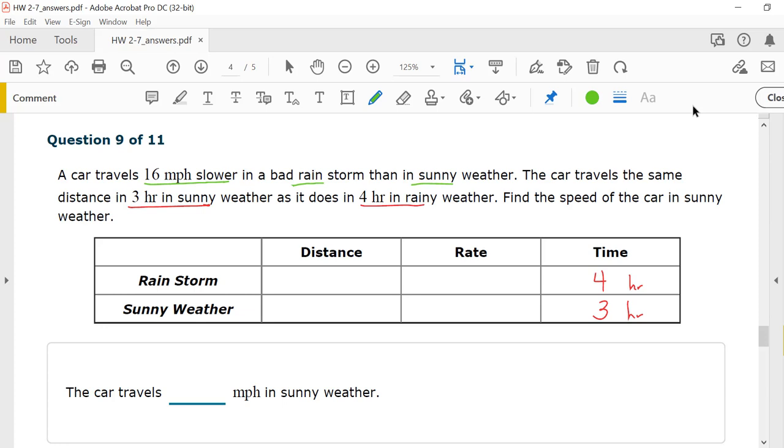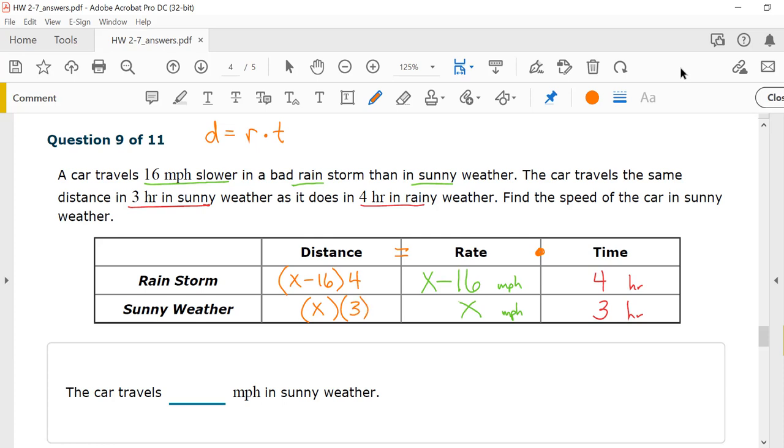So in sunny weather, if the rate is, say, X miles per hour, in the rain, 16 miles per hour slower is going to be X minus 16 miles per hour. Remember that distance equals what? Rate times time. So how far did we go in the rainstorm? Rate X minus 16, for 4 hours. In sunny weather, we've gone X miles per hour for 3 hours.